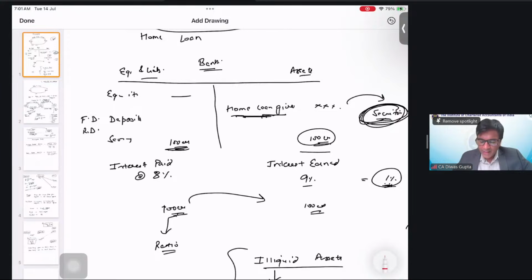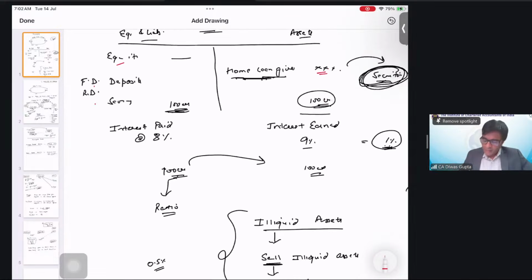Now, if I see the balance sheet of a bank, the loan actually appears on the asset side, right? Because this is a loan given by the bank. And similarly, there will be other things in the balance sheet on the equity and the liability side. Whatever deposits banks accept from the general public, in the form of fixed deposits and recurring deposits, all come in the form of liability over there.